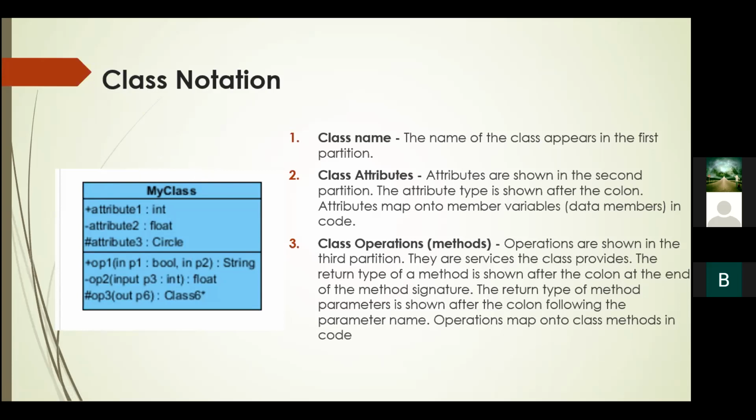Okay, let's say public class form 1. Then meron siyang private sub button 1. So yung object pag kinlik natin, yung private sub button 1. So class attributes, okay, attributes are shown in the second partition. So ito yung mga attributes na meron doon. So the attribute type is shown after a colon. Attributes map onto member variables and data members in the code.